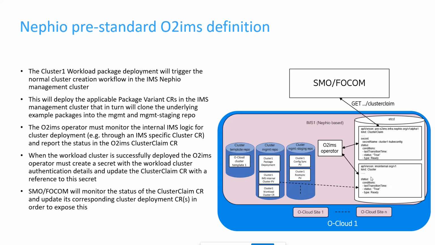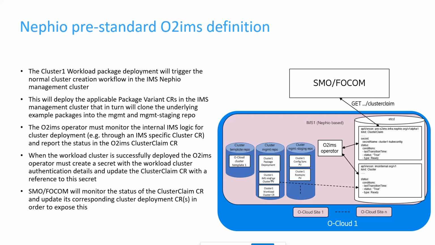I saw that the most important part is that we have the thinking around how this O2IMS operator will work, because the other part is something you need to solve anyway in FU, how you're handling your vendor-specific way of working once you have this cluster package deployment and the package variants triggered.